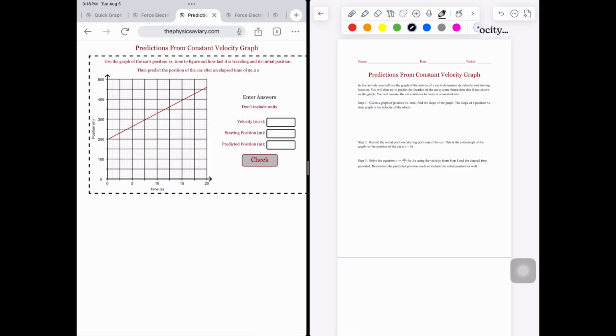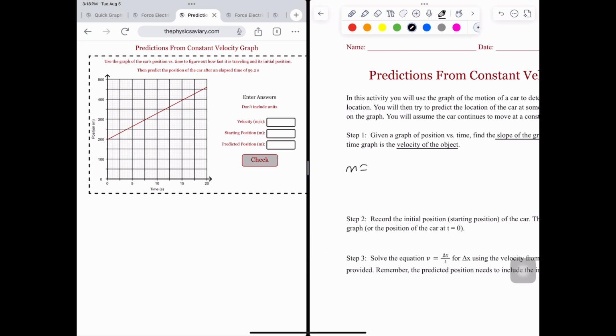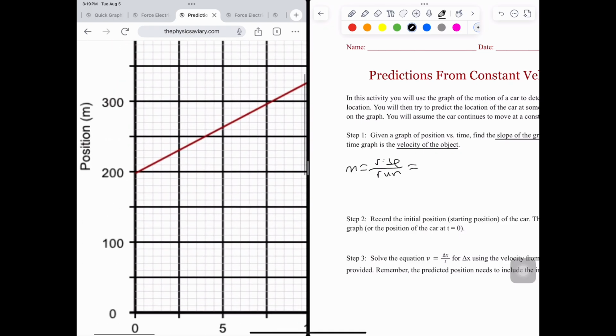Well, the very first thing we need to do, guys, we need to find the slope of the car. The slope of the line, because the slope of the line is the speed of the car. So we need to find that first. So remember, slope is rise over run. Okay, now go ahead and start at the bottom of your line.